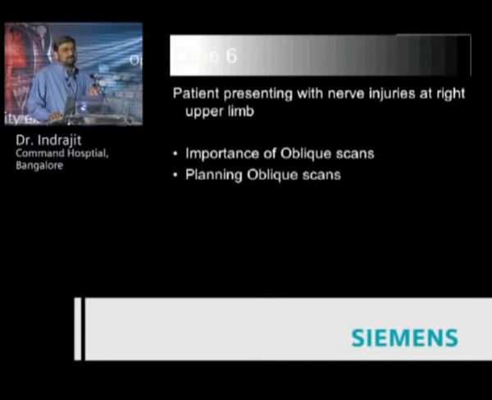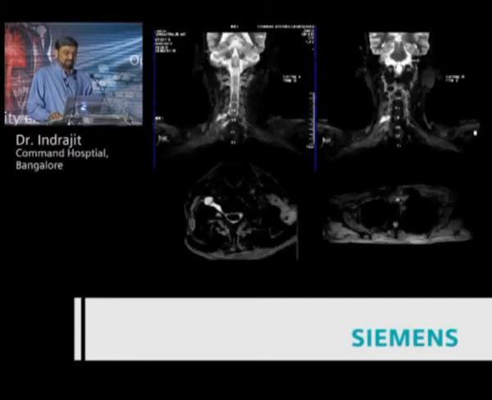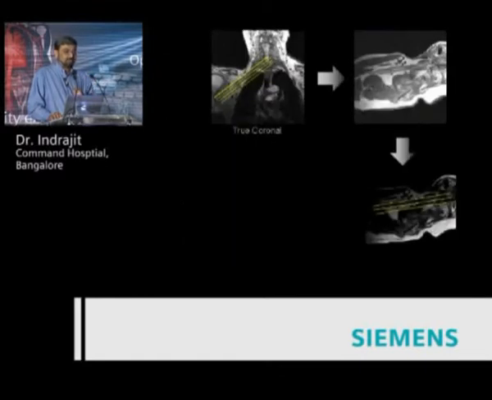While performing a scan, one can use oblique scans liberally, and let us see how we can plan an oblique scan. Like in this particular case, there were two pseudomeningoceles. We were not seeing the roots and the trunks very clearly at that particular area, and so we had to resort to an oblique coronal, and the starting point is a true coronal. You get a base image.